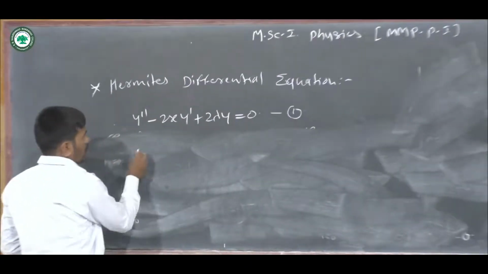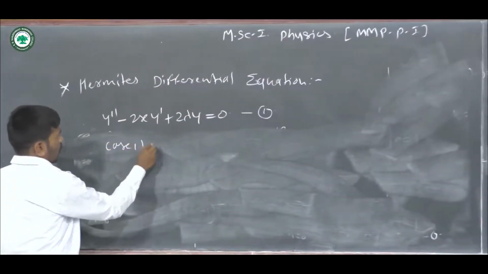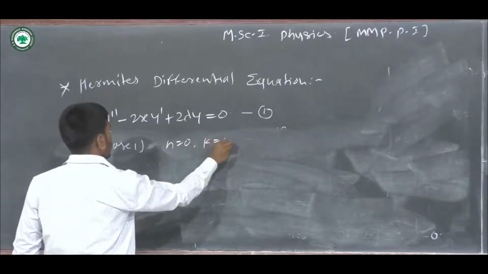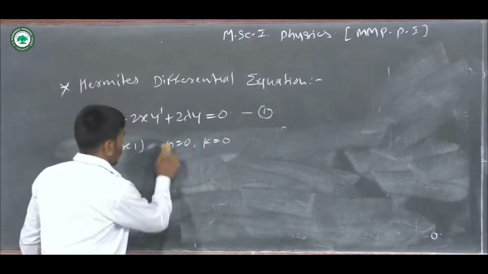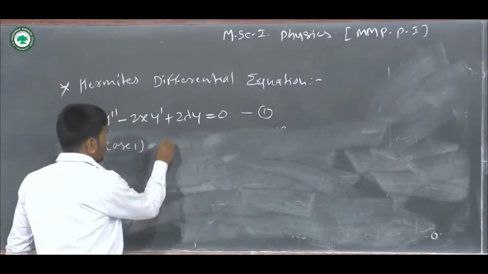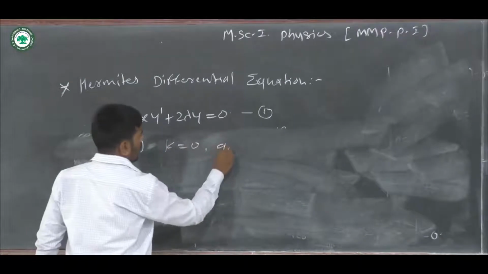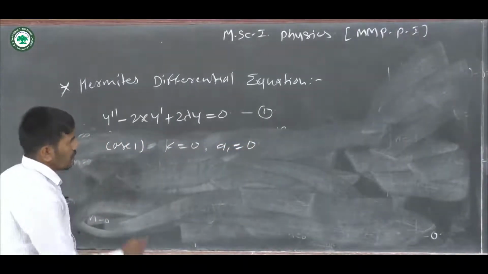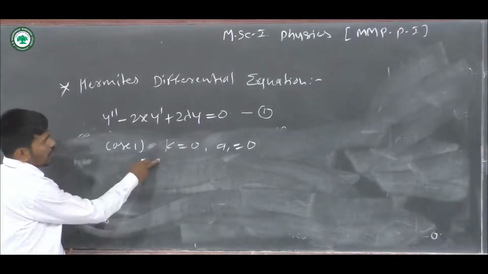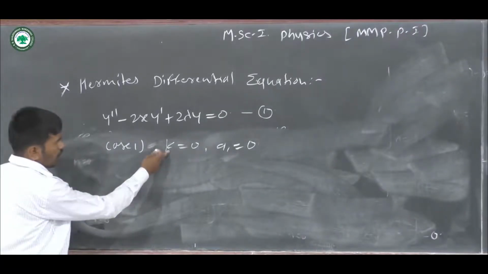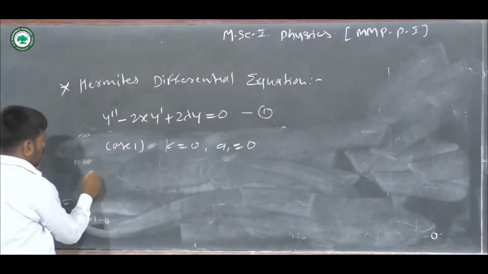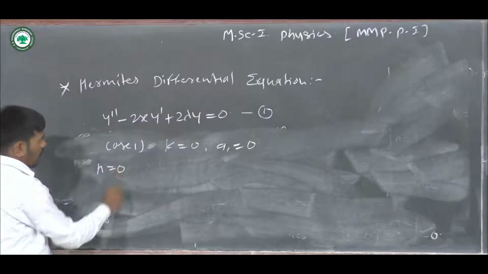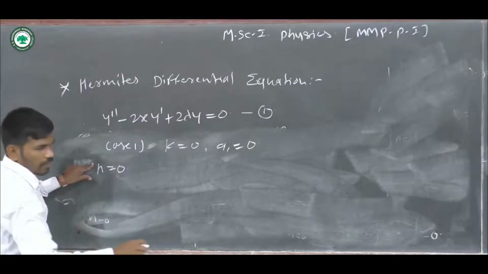Now we have the first case, where we consider k is equal to 0 and a1 is equal to 0. So in equation number 2, I put k is equal to 0 and a1 is equal to 0, and also n is equal to 0 to find the successive coefficients.